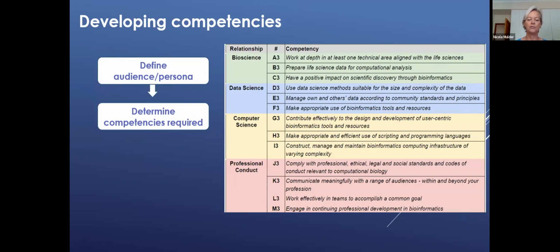So we have high level areas like general bioscience information, data science skills, computer science related skills, and then professional conduct. How do you manage collaborations? How do you manage working with people, etc.? For each of these, we have a list of competencies. Some examples: for biosciences, you need to be able to work in depth in at least one technical area. For example, if you are working on microbiomes, then you need to know what a microbiome is, what the workflows are, and what tools are used for analyzing microbiome data.